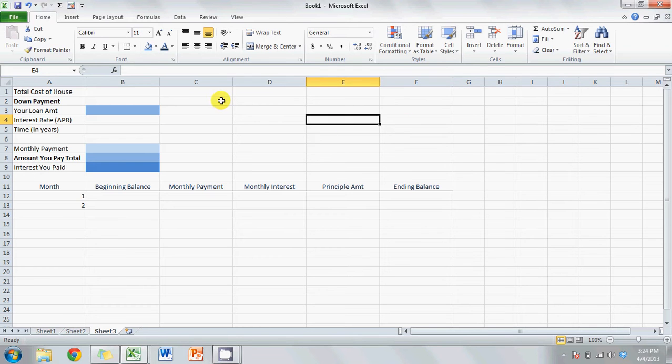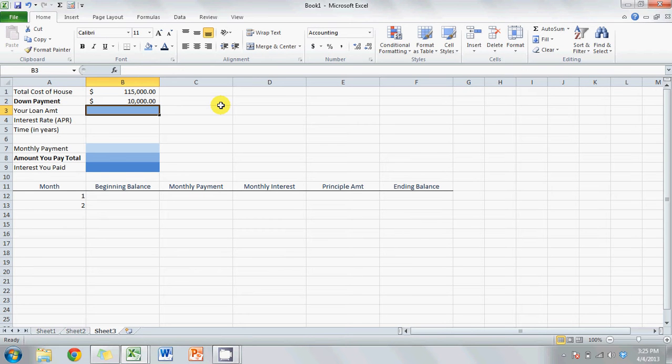So now we're going to get into the actual how do you make the loan sheet. First, you have to start with the total cost of the house. So I'm going to say it's a $115,000 house. Next, we want to enter in our down payment. I'm going to say $10,000. I think that's a pretty average down payment.